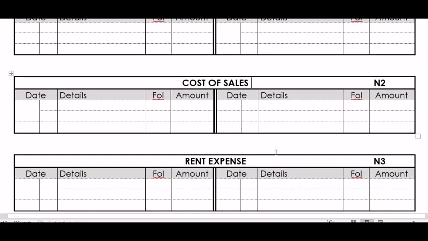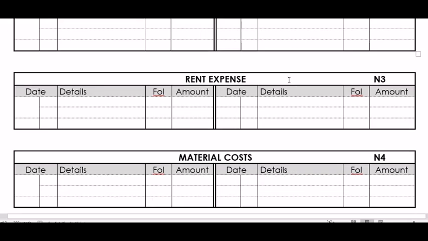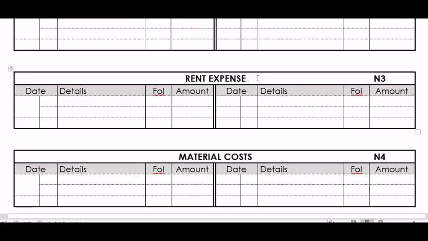And then cost of sales is nominal account number 2. It's an expense. Expenses are the E of dead. So the plus is on the debit side, the minus is on the credit side. And then we've got rent expense, nominal account number 3, which is also an expense. It's in the account's name. So the plus is on the debit side or the left side and the minus is on the credit side.